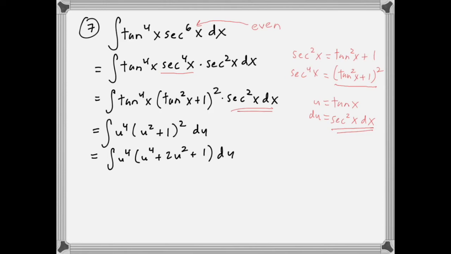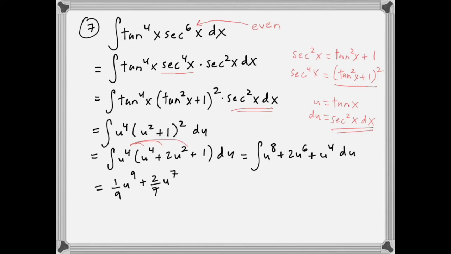And then we distribute that. Distribute u to the 4th. Again, you're going to add exponents here, right? So when you distribute that, you end up with u to the 8th plus 2u to the 6th plus u to the 4th, and then du. Okay, so now integrate that. You get 1/9 u to the 9th plus 2/7 u to the 7th plus 1/5 u to the 5th plus c.